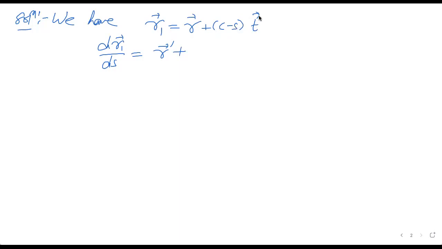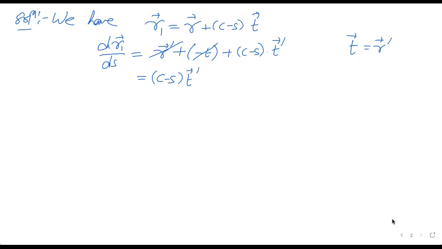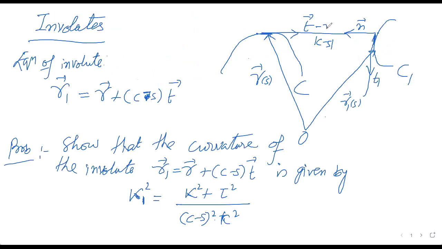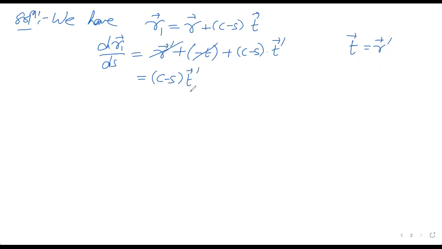So what will come? Plus C is 0 and derivative of s is 1, so you have minus T. Minus and 1. Minus plus (C minus s) into T dash. And you know T is what? T is r dash, so this term cancels out. T is r dash, so T is the tangent of R, right? So what you got? (C minus s) T dash. Okay. T is the tangent to R. So this T is what? T is nothing but R dash. So this is cancelled out. You got (C minus s) T dash. Is it clear?